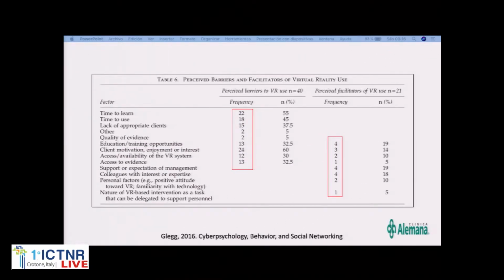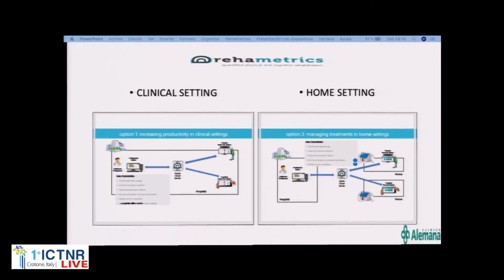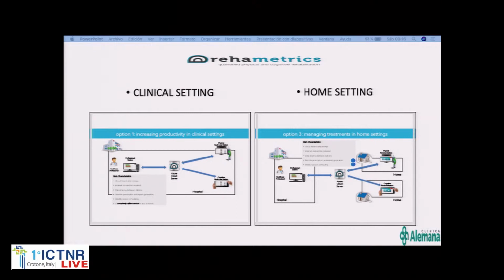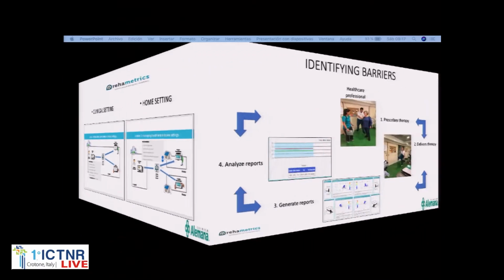So, this study identified the barriers and facilitators in the use of virtual reality and how they influence therapeutic adoption. The barriers identified are time to learn, time to use, and lack of suitable clients. The facilitators identified are client motivation, access to evidence, and colleagues with expertise, among others. We acquired the virtual reality RehaMetrics software, which we use in the clinical environment and at patients' homes. We don't have a conflict of interest with them.